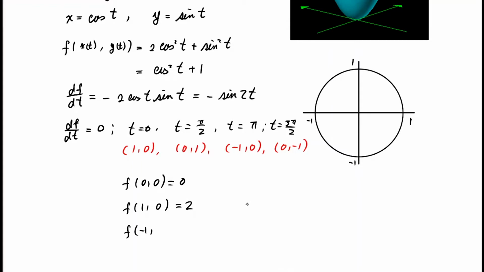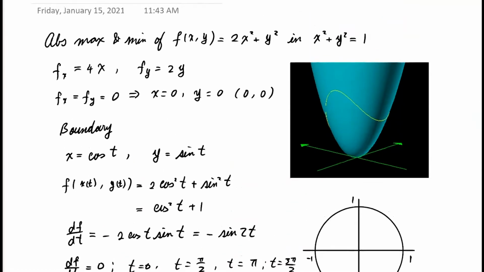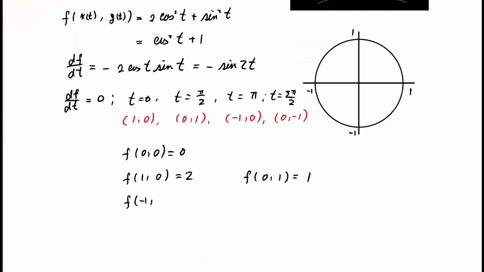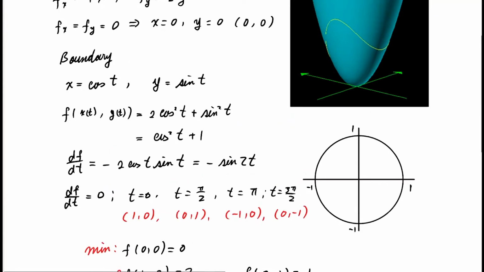And f of negative 1, I'm gonna do it sideways. F of 0, 1, and that gives us 1 from up here, right? Because y is equal to 1, x is equal to 0, and negative 1, 0 gives us 2, and f of 0, negative 1 gives us 1. So we can say this one is absolute minimum, and these two are max, which is exactly what we expected from the picture.